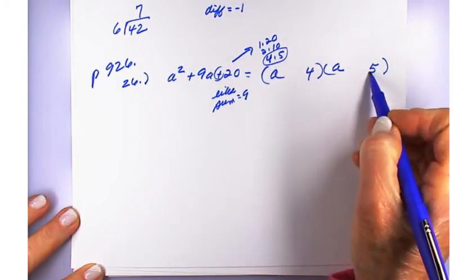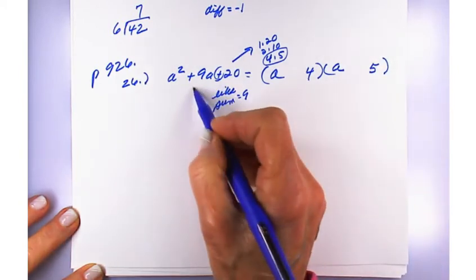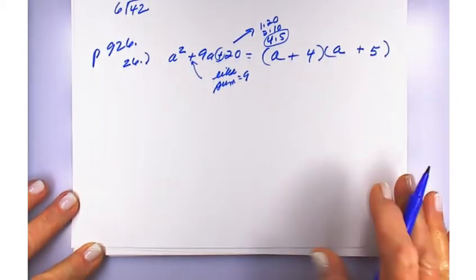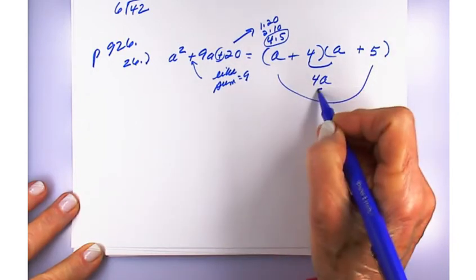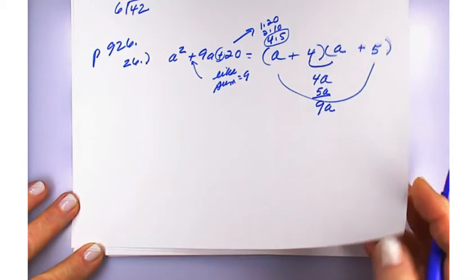Are they both plus or both minus? We look here, that gives me a clue, they're both positive. Check your scoops, 4A and 5A, I get 9A. That is correct there.